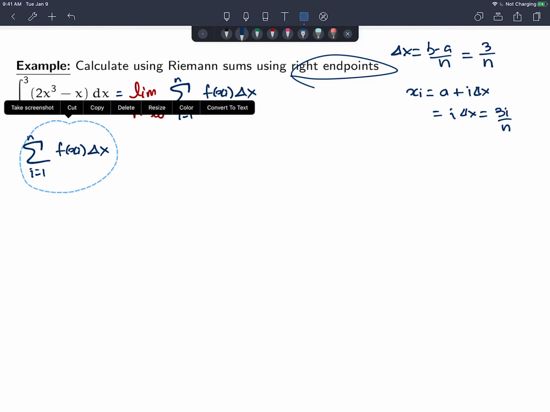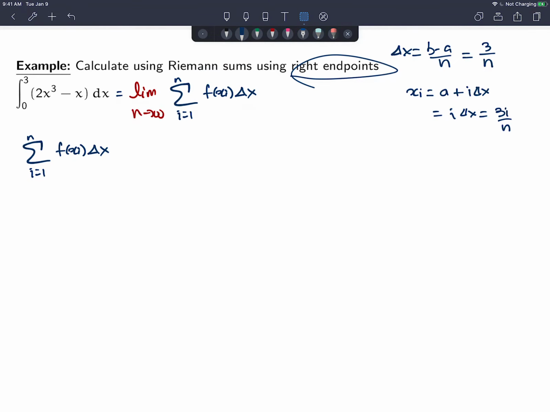I'm going to simplify this sum as much as I can, and once I have the terms only in terms of n, then I'm going to take the limit. I know how to write the limit in every single step. So this sum becomes the sum from i equals 1 up to n. This is my function f of x, and I'm going to plug x i in there. You can do two steps: I'm going to write 2 x i cubed minus x i, and multiply that by delta x.